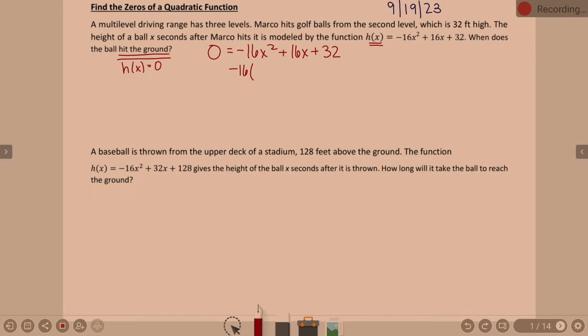-16x squared divided by -16 leaves me with 1x squared. 16x divided by -16 is going to be -x. 32 divided by -16, -2. And I just flipped my equal 0 down to the right. Okay. That -16 is just a factor. It's a number. It's not going to mean anything. What do we need to do with what's left inside the parentheses?